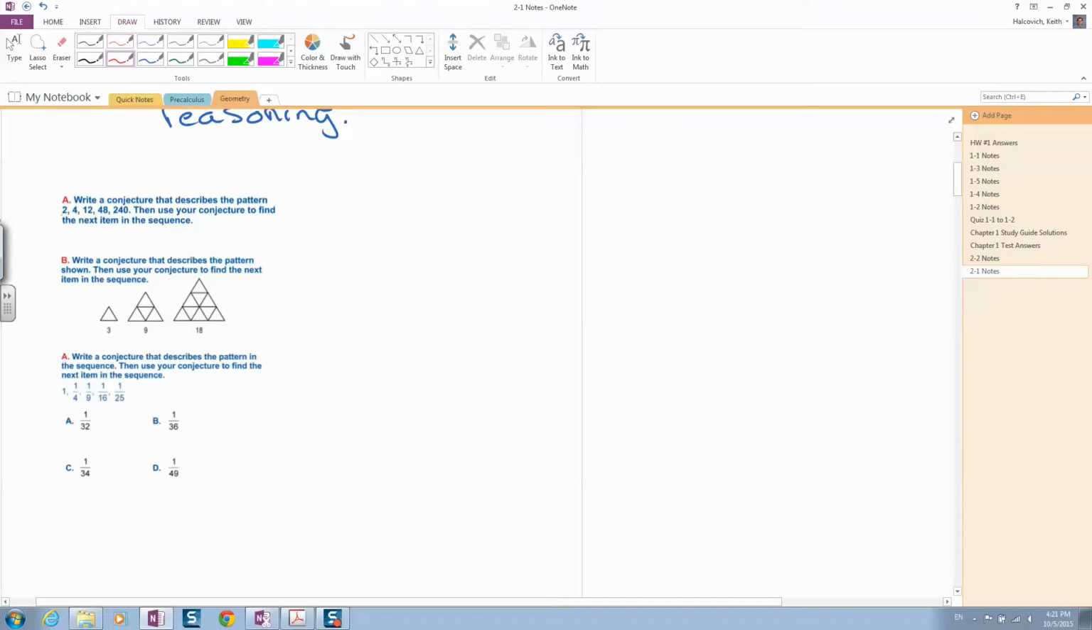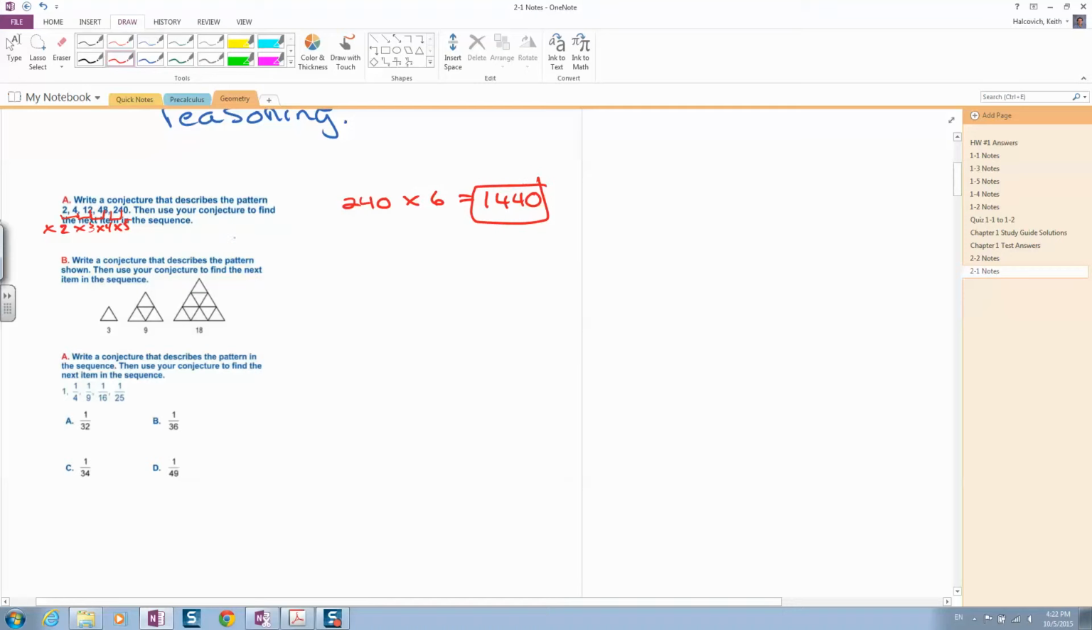Well, if you notice, here you're multiplying by 2, then times 3, then times 4, then times 5. So basically to find the next item, you would go 240 times 6, which equals 1,440. That's what the next item in the sequence would be.